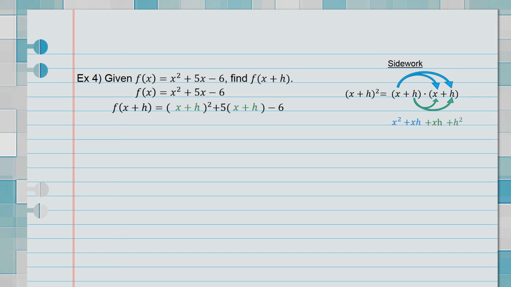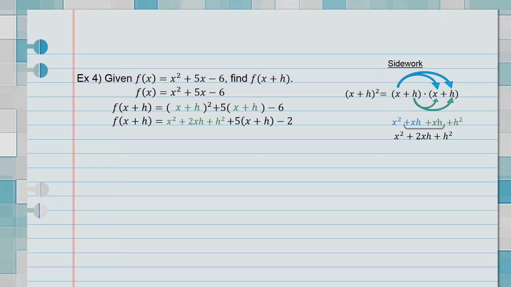So now we have 4 terms, and we want to see if we have any like terms. Notice the terms in the middle. We have an xh and another xh. So how many do we have? Well, we have 2 of them. So we can simplify those 4 terms into 3 terms, which now has a value of x squared plus 2xh plus h squared. That takes the place of the exponent. Everything else in your expression stays the same.